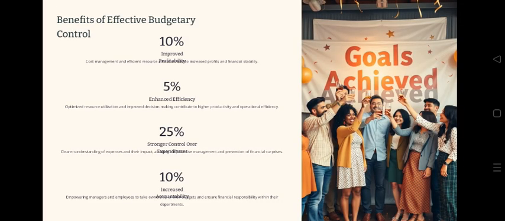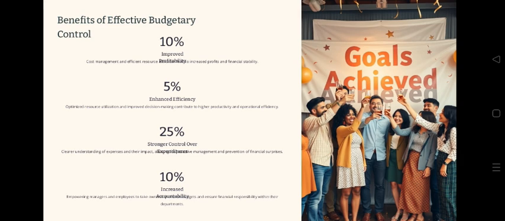See, benefits of budgetary control. So 100% improved profitability. If we prepare budgets, there is a lot of chance that we can get improved results. So 5% enhanced efficiency, optimized resource utilization, and improved decision making contribute to higher productivity and operational efficiency.